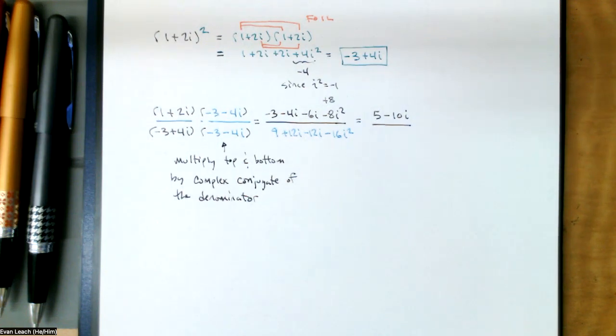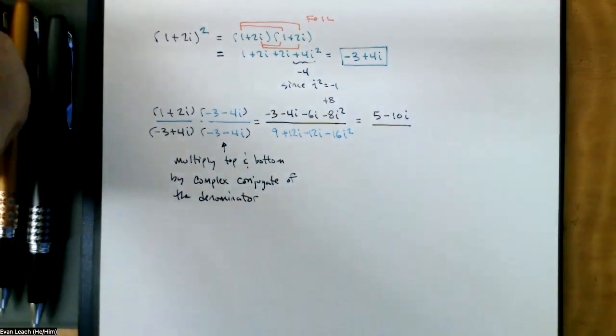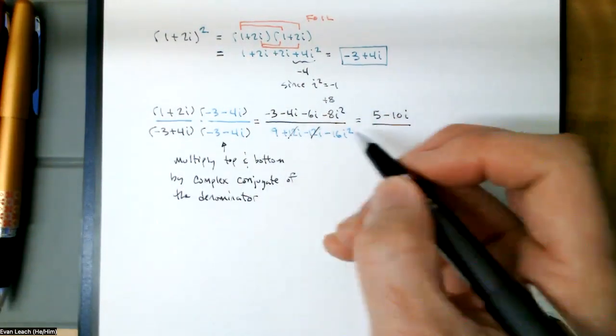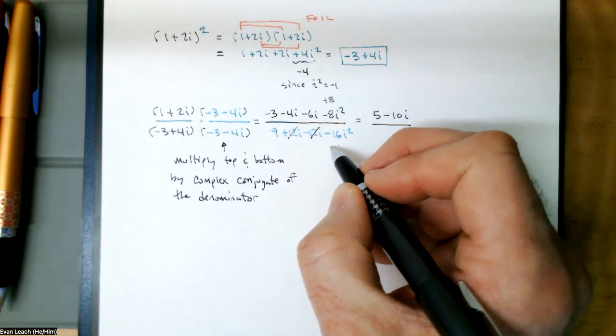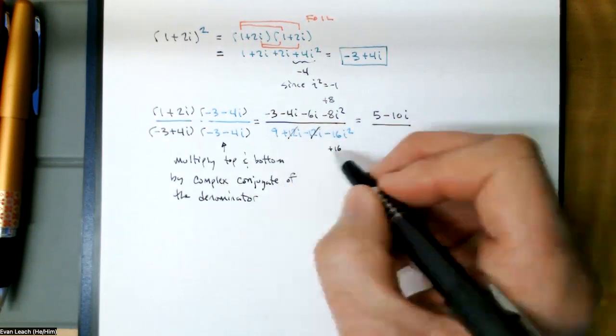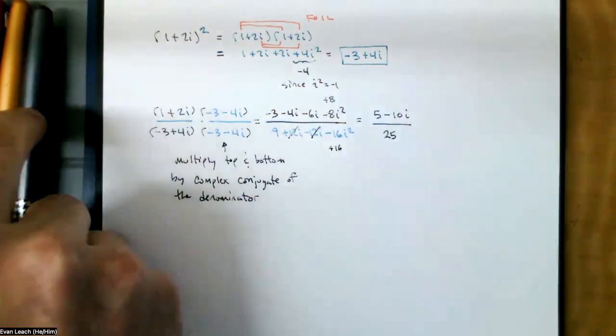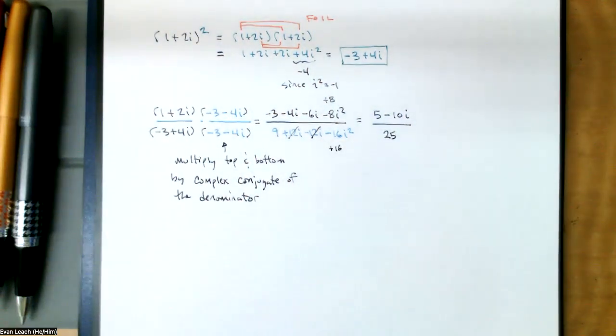So when we multiply a complex number by its complex conjugate, which just means change the sign of the imaginary part, then the imaginary part drops out. This minus 16i squared is plus 16, and 9 and 16 is 25. The product of a complex number and its complex conjugate is real.